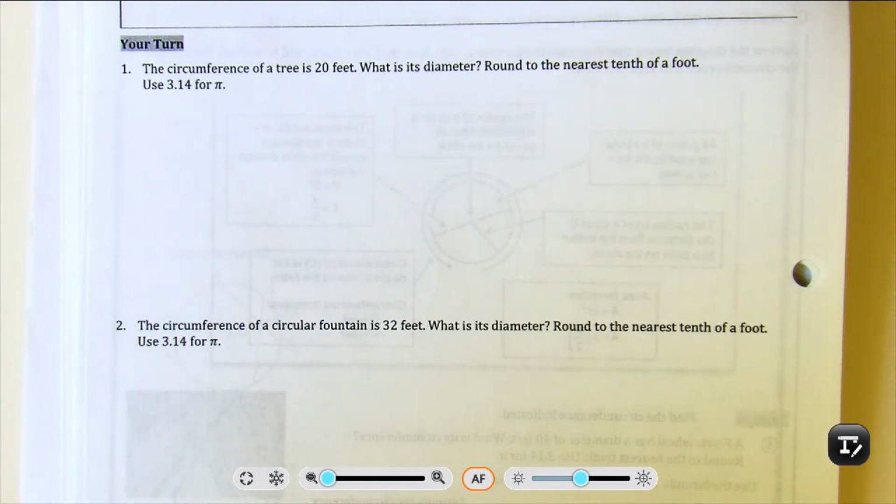Okay, for number 1, the circumference of a tree is 20 feet. What is the diameter? Round to the nearest tenth of a foot, use 3.14 for pi.